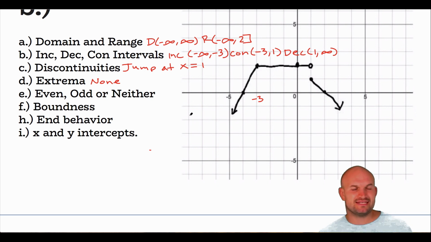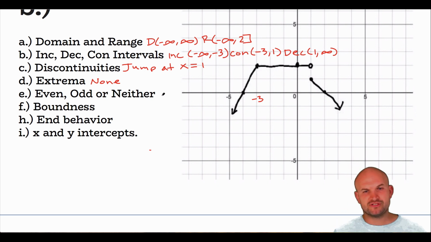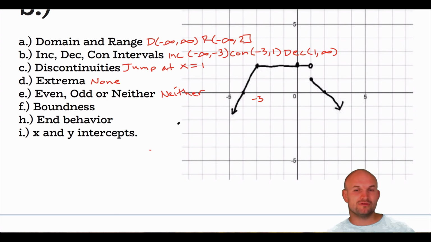And then we want to look at even, odd, or neither, looking for symmetry, and this would be an example of neither. Boundedness, though. It doesn't have an absolute min or absolute maximum, but we do see it has an absolute maximum value, which is 2. So therefore, it is bounded above.